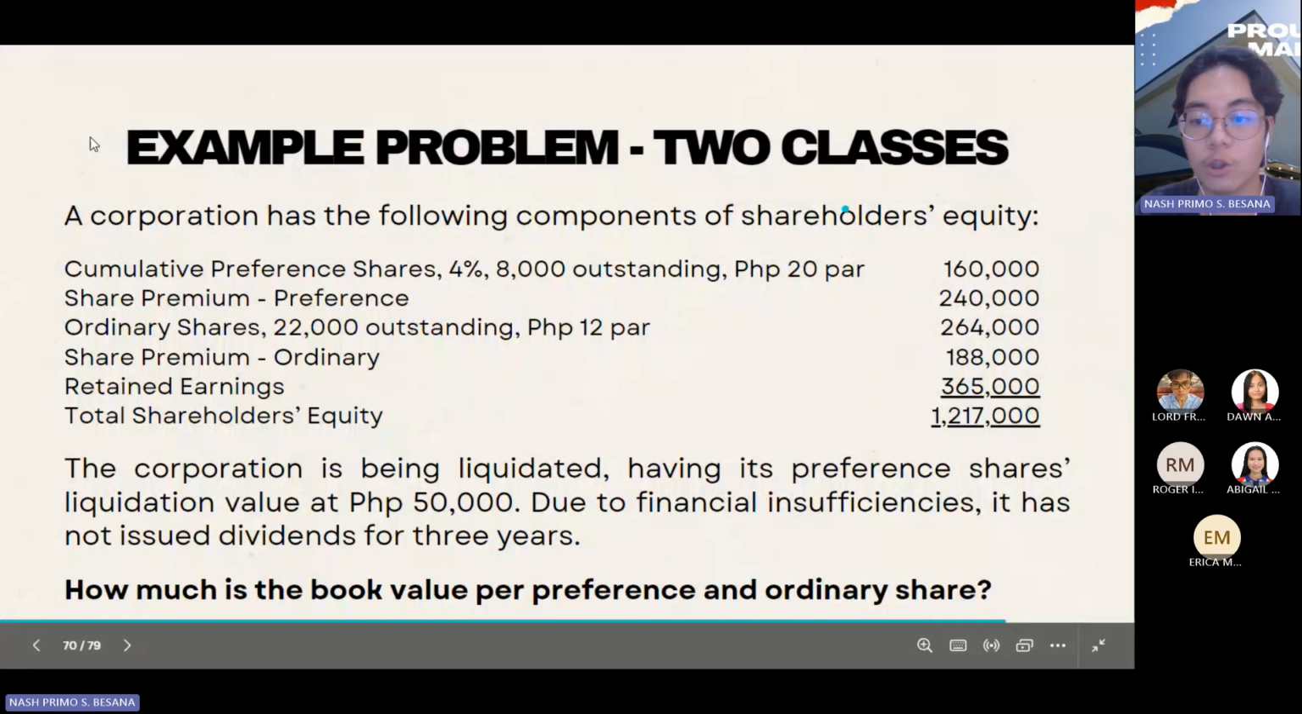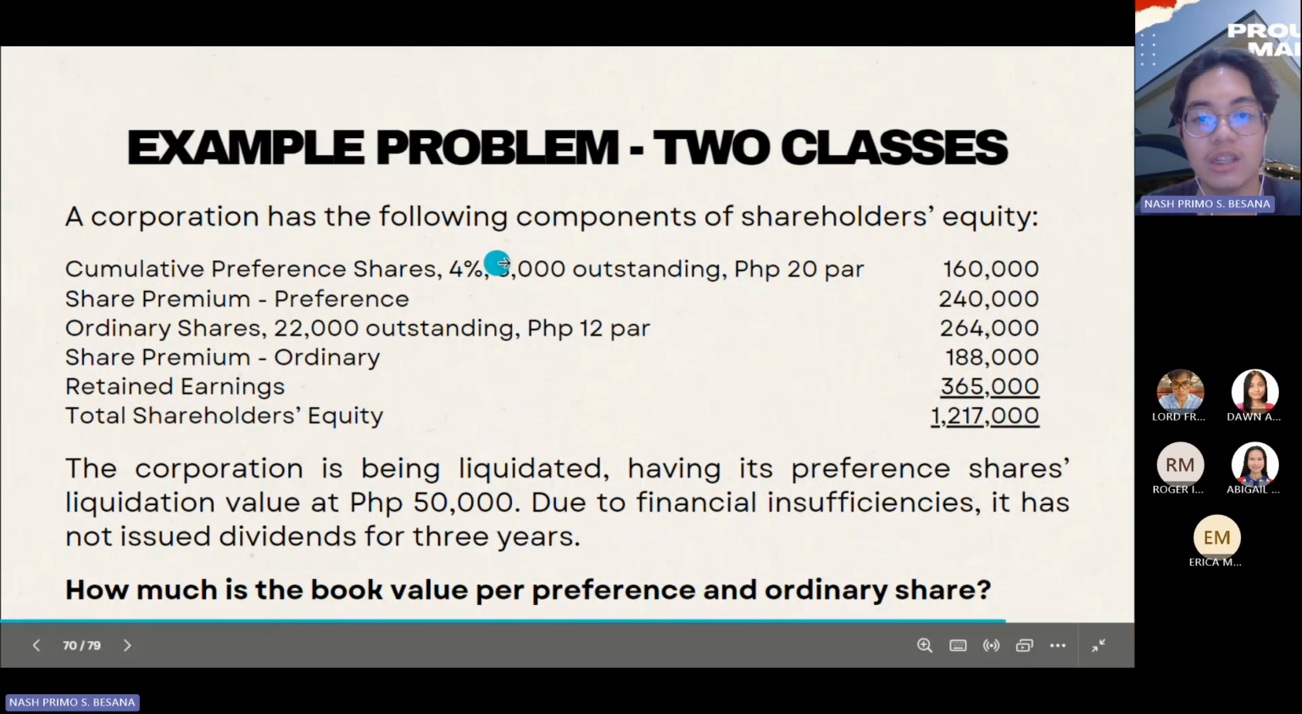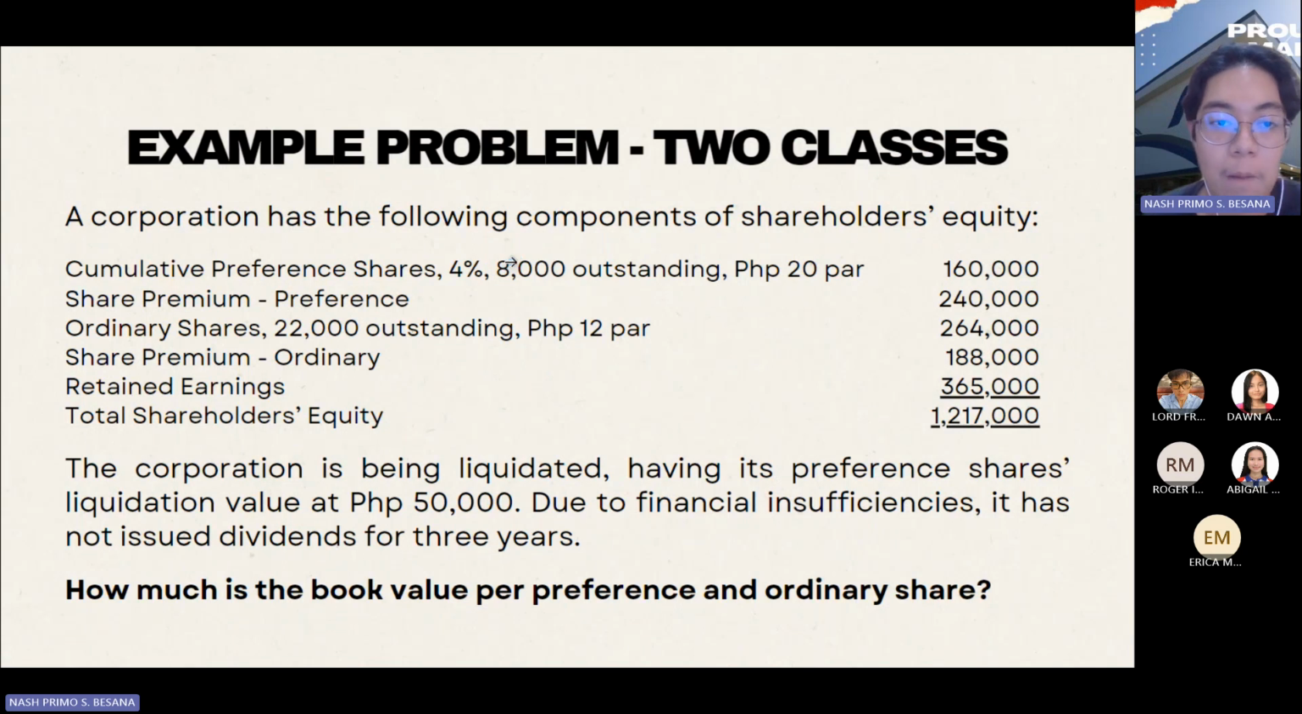Now, an example problem for two classes. Ayan, nawala na naman siya on my end. Ayan. A corporation has the following components of shareholders equity. Mas mahaba na siya. Cumulative preference shares, 4%, 8,000 outstanding, 20 pesos par, at a total of 160,000 pesos. Share premium preference 240, ordinary shares 22,000 outstanding, 12 pesos par at 264. Share premium ordinary at 188, retained earnings at 365 to give us a total of 1,217,000 pesos. The conditions are this one.